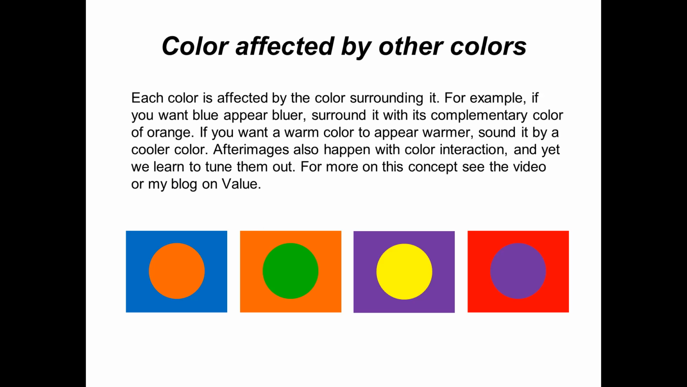Colors affected by other colors. Each color is affected by the colors surrounding it. For example, if you want blue to appear bluer, surround it with its complementary color of orange. If you want a warm color to appear warmer, surround it by cooler colors. Afterimages are also known to happen with this color interaction, and yet we learn to tune them out. For more on this concept of afterimages, please watch the video or read my blog on value.